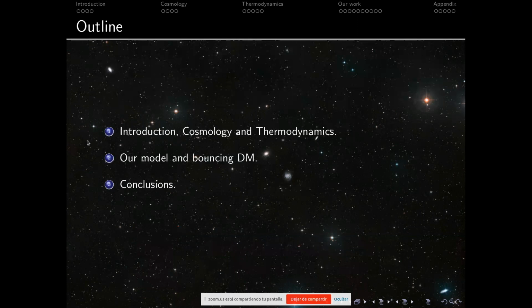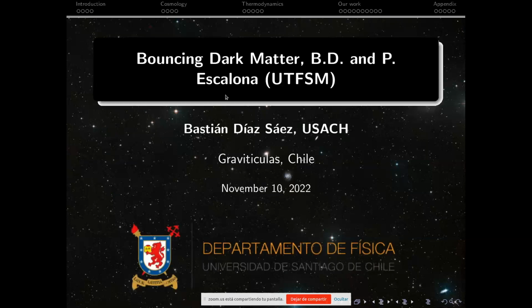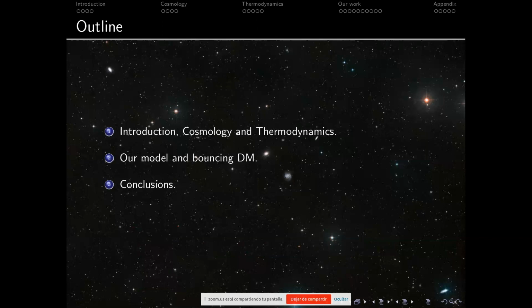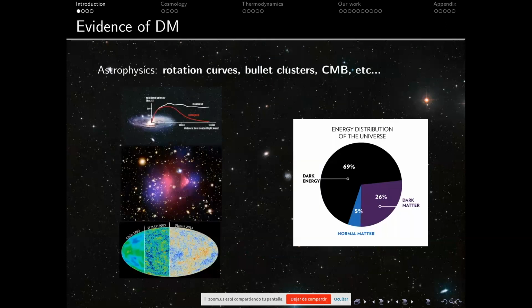The outline is very simple. I'm going to give a little introduction to the field. Then we are going to review some basic tools from cosmology and thermodynamics, as elementary tools to understand the dynamics of the hypothesis of thermal dark matter in the early universe. Then we are going to move to our model that we are working on with a doctoral student, Patricio Scalona, a PhD student here at Santa Maria University in Valparaiso. I'm going to show you the model that we are working on. In particular, I'm going to show you this effect that is called bouncing of one dark matter component, and then the conclusions.